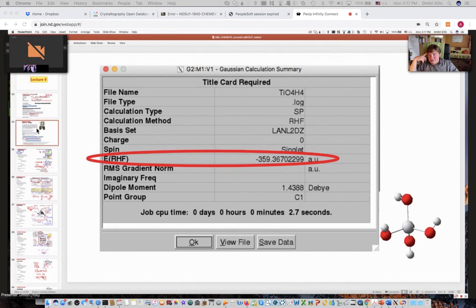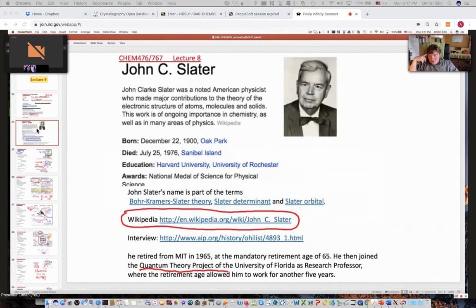John Slater was an American chemist, and when I was doing a postdoctoral internship at the Quantum Theory Project at Gainesville, University of Florida, I was in an office close to his former office, and there were some aquarelles that he drew in his spare time and put on the walls.